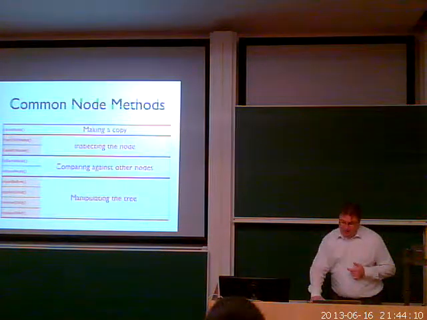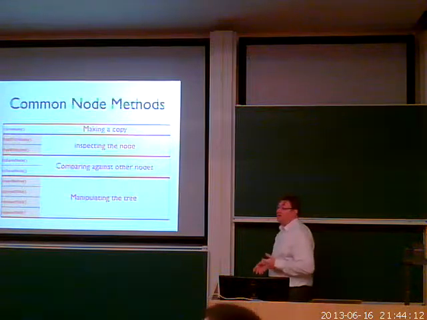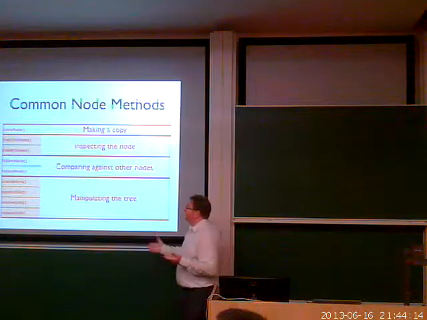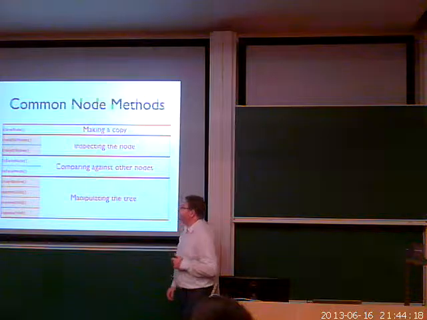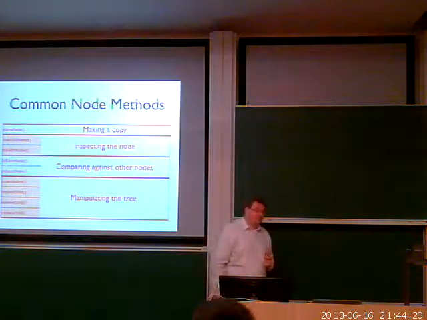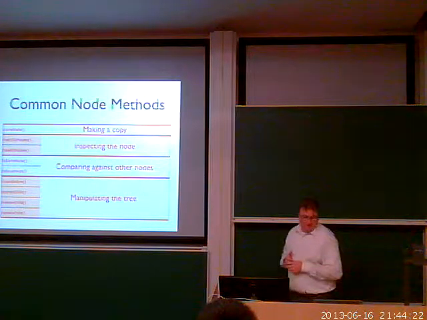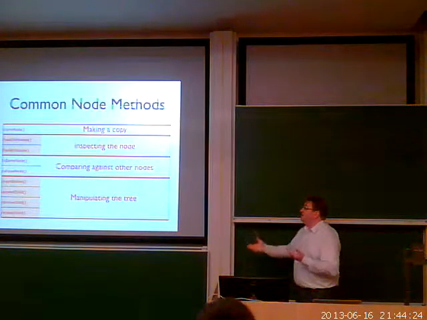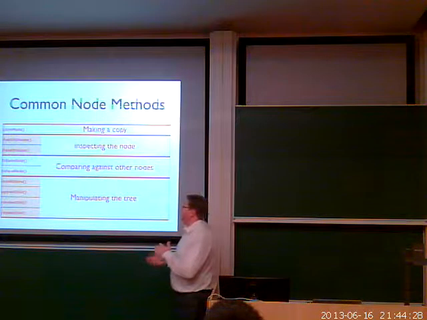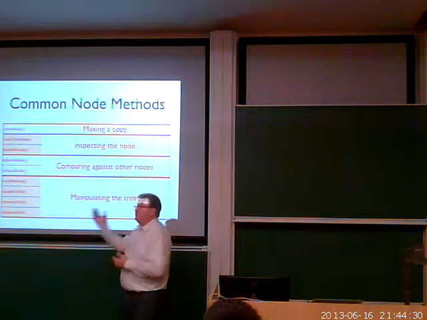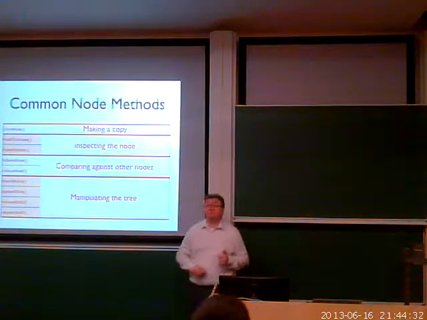But there are all sorts of methods. There are methods for inspecting the node, checking whether it's got any children, whether it's got any attributes, comparing it against other nodes, to see if two nodes are the same or two nodes are equal. Then there's manipulating the DOM tree. You can take a node and add another node before or after it, add it as a child, remove the children, replace children, and so on and so forth.